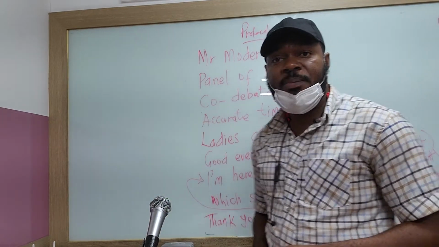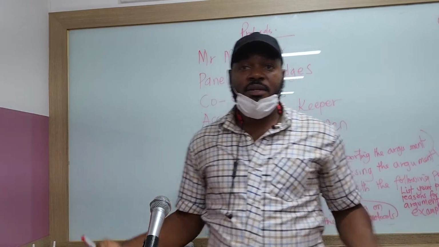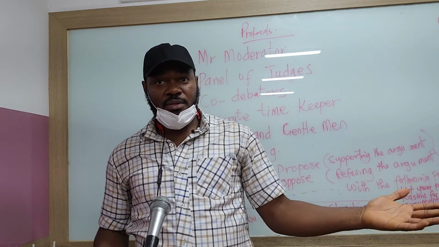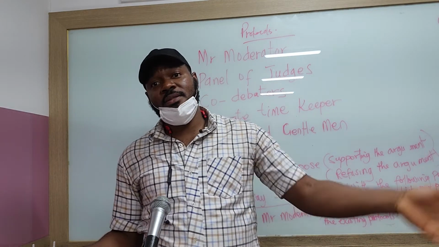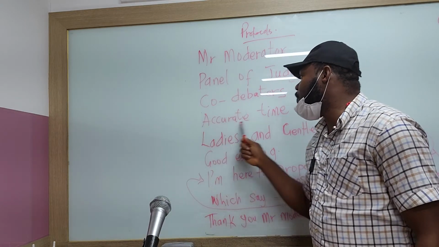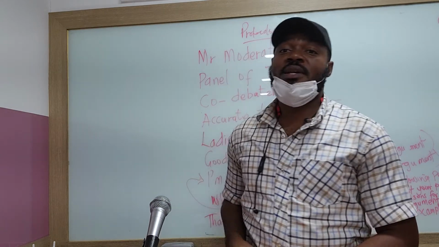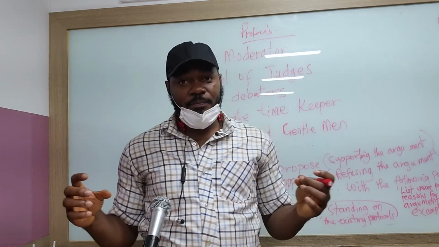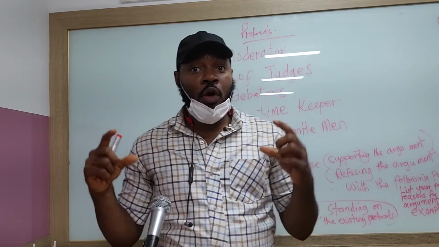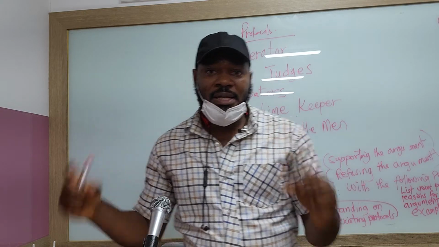And who are the co-debaters? They are your fellow students who you are debating with, okay? The opposite student. So the for student or the against student. And then every debate also has an accurate timekeeper. Who is the accurate timekeeper? He keeps the time to watch and know that you stick to the time limit for the debate.